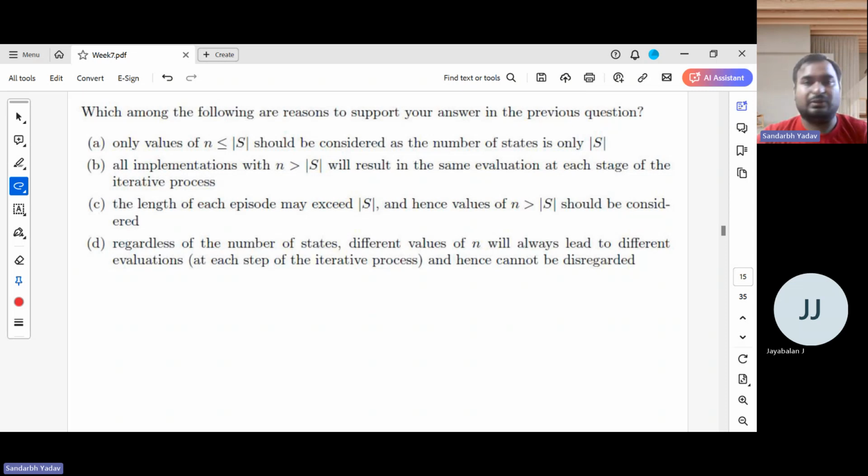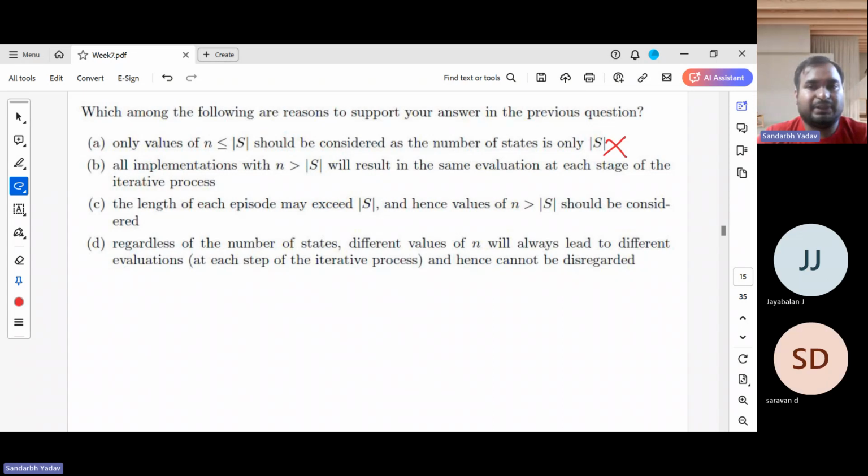Okay, this is also related to the previous question. Which among the following are reasons to support your answer in the previous question? Only values of n lesser than or equal to the cardinality of S should be considered, as the number of states is only this. We saw this is wrong, due to the previous question. Next, all implementations with n greater than or equal to S will result in the same evaluation at each stage of the iterative process. Will this happen?